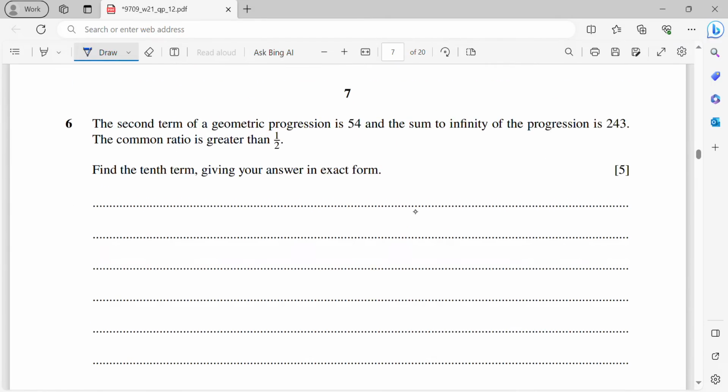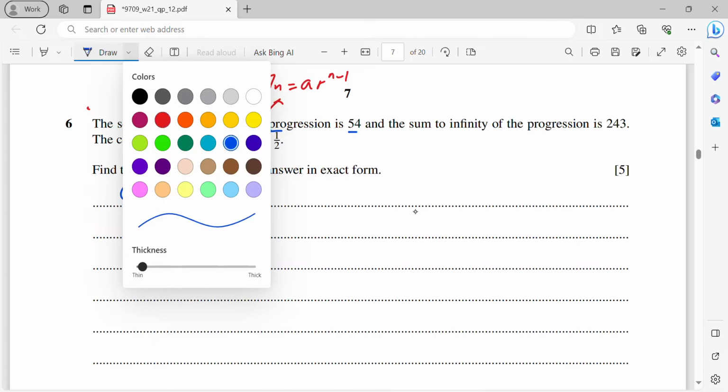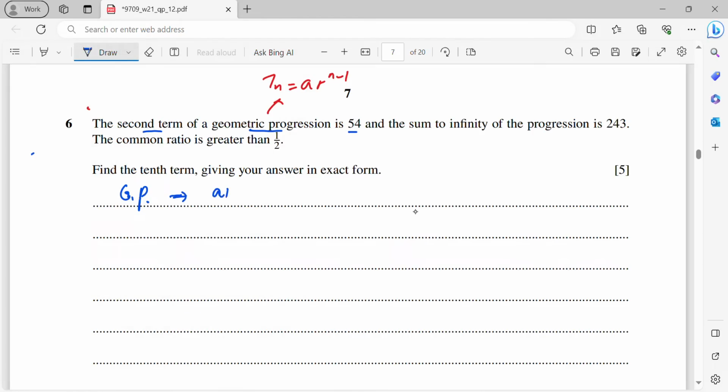Okay, now number 6. The second term of a geometric progression is 54. So for geometric progression, second term is AR, because the formula for the geometric progression, Tn is AR to the power n minus 1. So now I will write AR equals 54 because of the second term. Sum to infinity of the progression is 243. Sum to infinity is S infinity equals A over 1 minus R. So here I will write A over 1 minus R equals 243. The common ratio is greater than half, given R is greater than half.